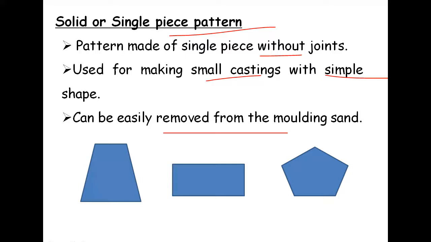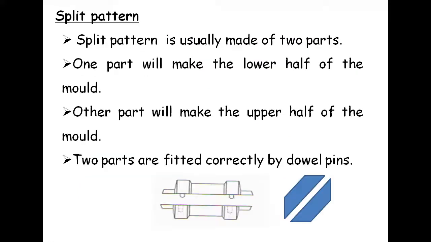Generally, the pattern is called a model of the casting. So whatever type of component and shape you need, you have to prepare it first. Then with the support of patterns, you get the required shape.